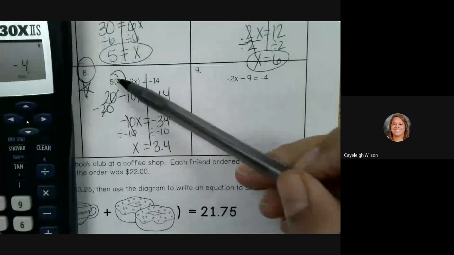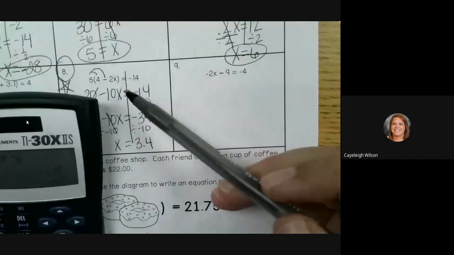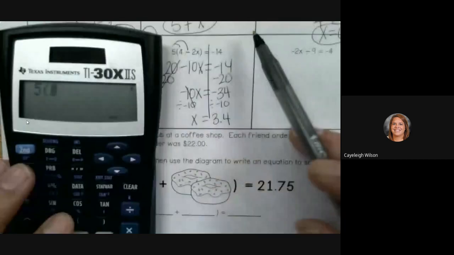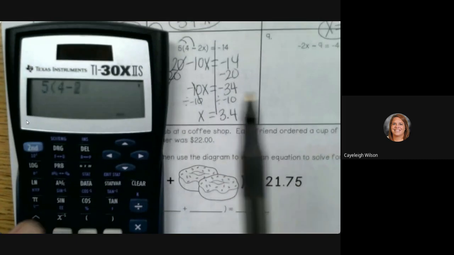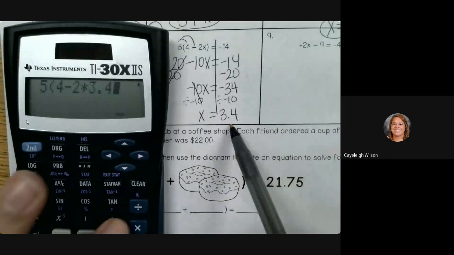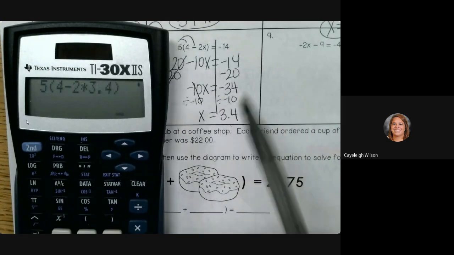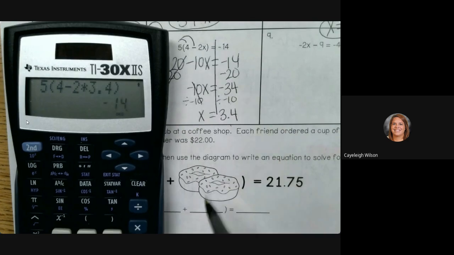All right, I'm going to check it. So 5 and then parenthesis. 4 minus 2 times 3.4, close my parenthesis, and then I'll hit enter, and it should say -14, and yes, it does.